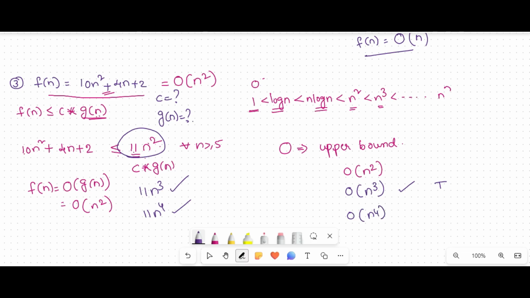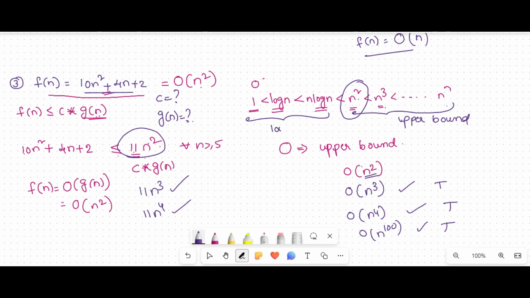Order of n power 4 is also true. Order of n power 100 is also true. All these are true. Why? Because for this given function, the upper bound here is order of n square. That means n square is the upper bound. Now this is n square and these are upper bounds for this. Now we got n square. All these you can take as upper bounds.